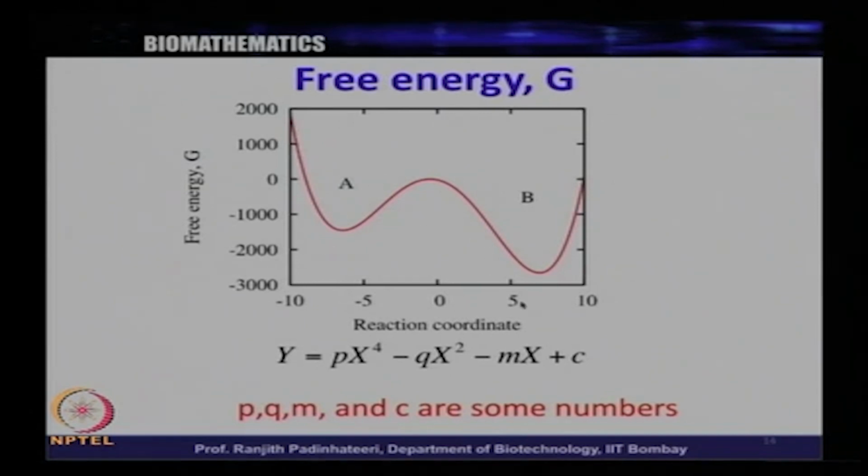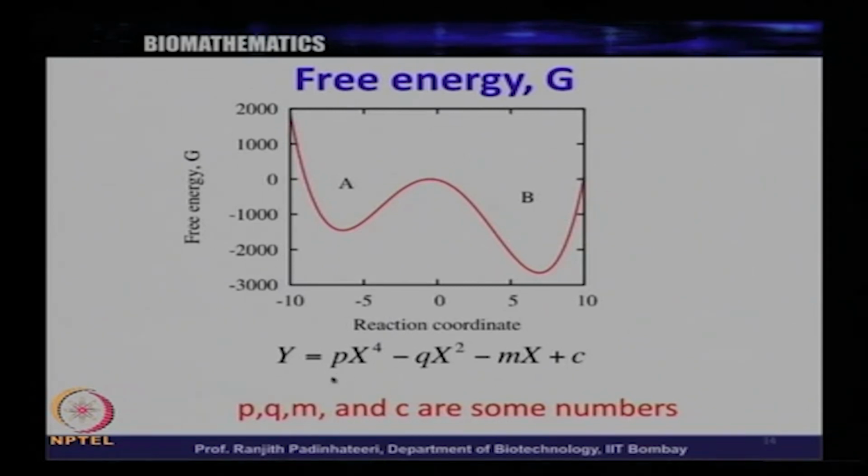How do we get this? We can get this by plotting a function which is some constant p times x power 4 minus some other constant q times x power 2 minus some other constant m times x plus some other constant c. If we plot this function, we will get this. p, q, m and c are some numbers here.